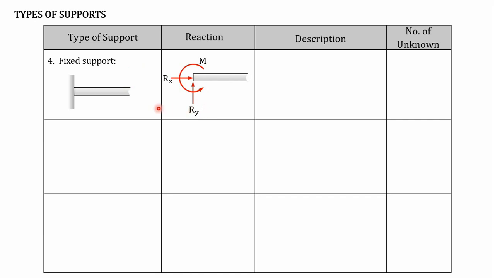Nag-gets niyo ako? And then, if I apply a load P like this one class, ano mangyayari? It will tend to move the beam horizontally. Since fixed naman yan class, it will resist the movement of this beam. So therefore, there will be a reaction, Rx. Like this. So if I apply a load P here class, anong mangyayari class?